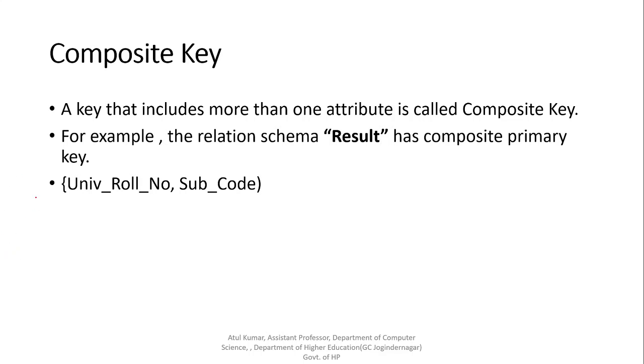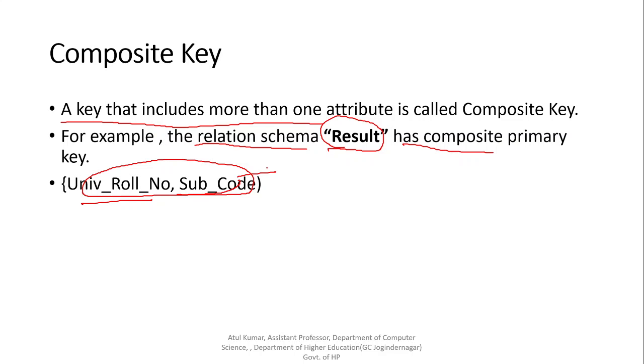Next key, we have a composite key. So a key that includes more than one attribute. If a key is made up of only one attribute, that is not a composite key. If the key is made up of more than one attribute, then that key is called a composite key. For example, suppose we have a relation result and it has a composite key, university roll number and subject code, as it is made up of two attributes. One is university roll number and the second is subject code.